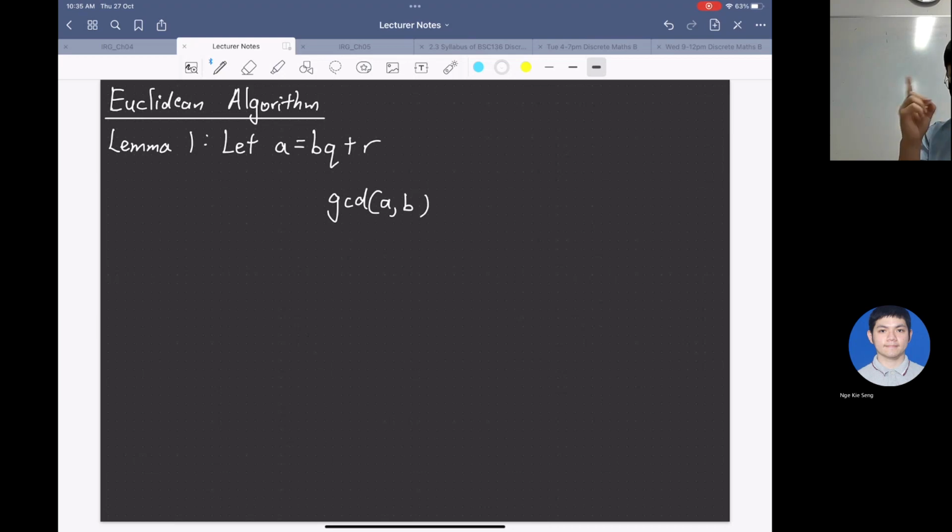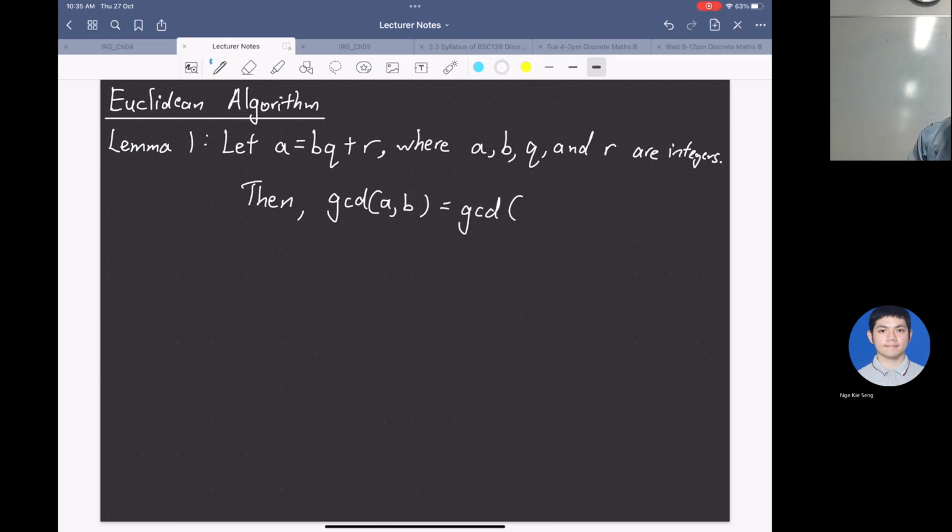Just pick B as the smaller one. And then you will find A = BQ + R. The division algorithm will guarantee you a unique Q and R. So what finding the GCD of A and B can reduce to is finding the GCD of the divisor and the remainder. So you can reduce it and then you can keep doing it.